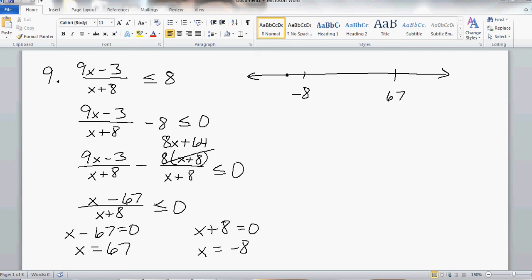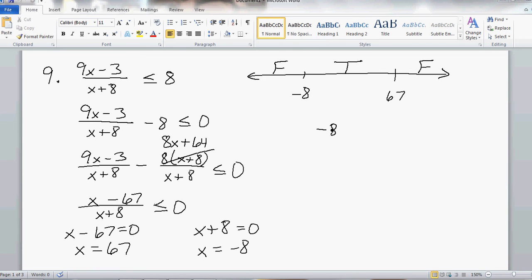So I'm going to pick -10 and realize we could plug it in here also. -10 will be negative, negative. Negative over negative is positive, and that is not less than 0, so that's false. Plug in 0 here, negative and positive. Negative over positive is negative. That is less than 0. And then let's pick 100. That's pretty easy. Positive, positive, positive over positive obviously is positive, and so that would be false.